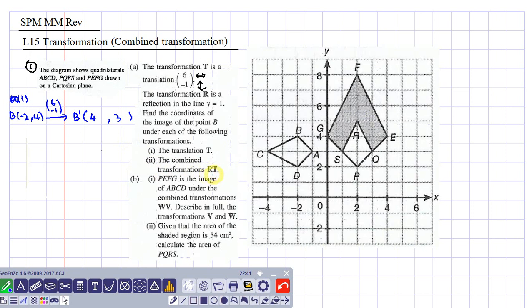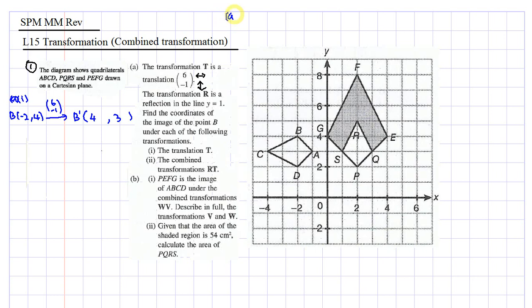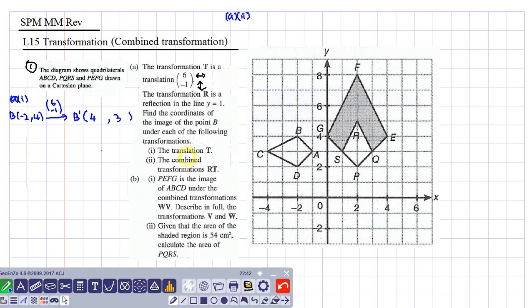But when it comes to combined transformations, you need to be more careful. RT means that T is the first transformation, followed by R, not R first. So later when we want to determine the coordinate of the image, we need to do it like this. I write here, part 2.